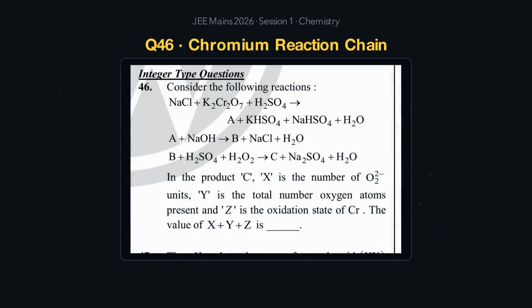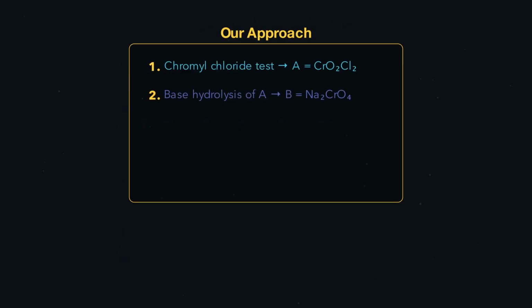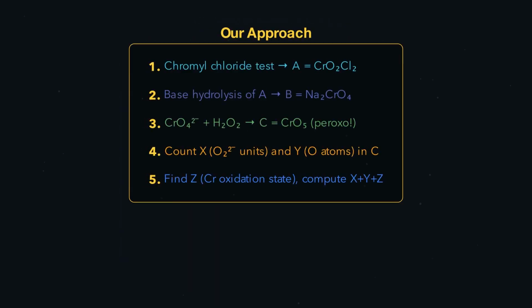3 reactions, 3 unknowns, and a final compound that turns deep blue. Let's figure out exactly what's going on. Here's our approach. First, we'll identify product A from the classic chromyl chloride test, a reaction every JEE student should recognize.